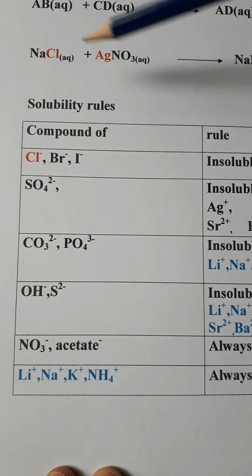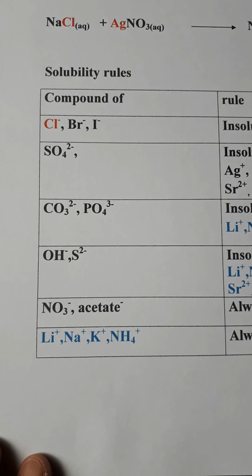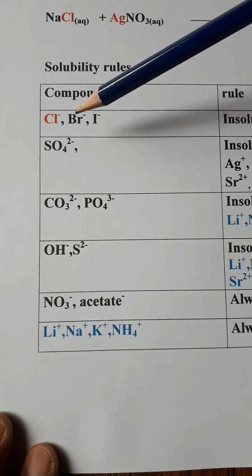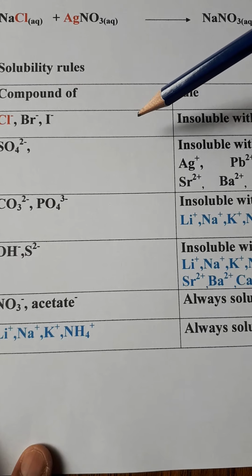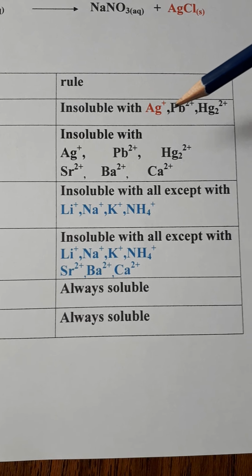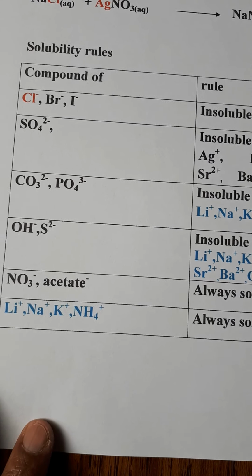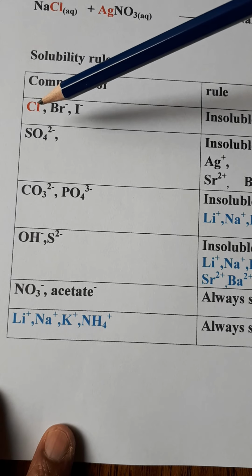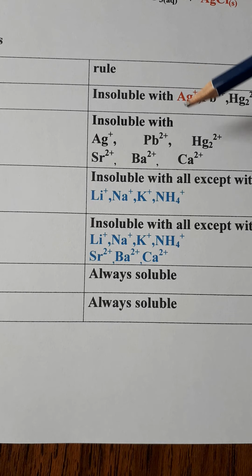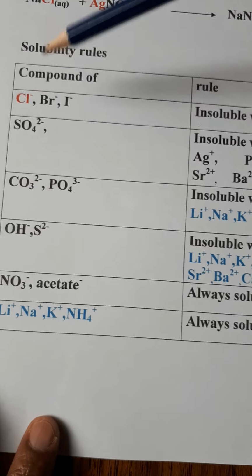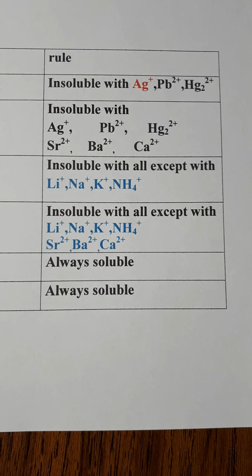To understand which two ions are doing it, we have something called solubility rules. If you have a compound of chloride, bromide, iodide, they will make a solid with these ions. See, I have colored them in red in the ions that I have in my example. Chloride: if chloride ion sees the silver ion, they will become a solid. Not only that, these three will make solids with these three separately.